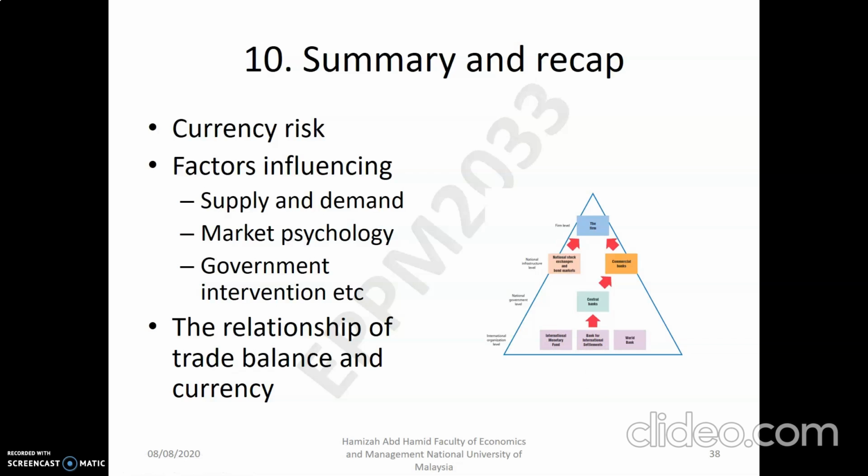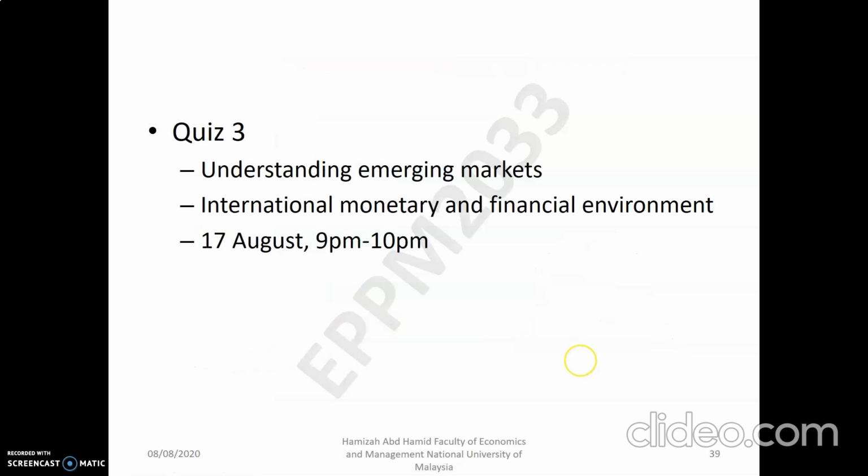We have now reached the end of the main risks in international business. For the next few lessons, we will focus more on strategies to enter the international market.